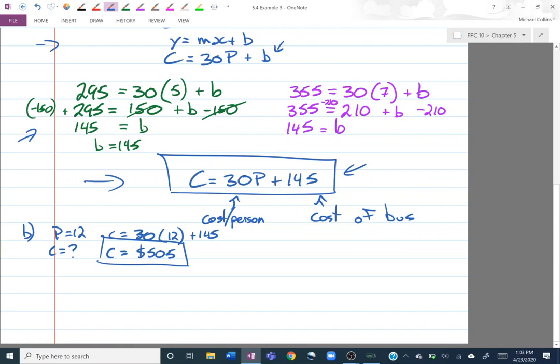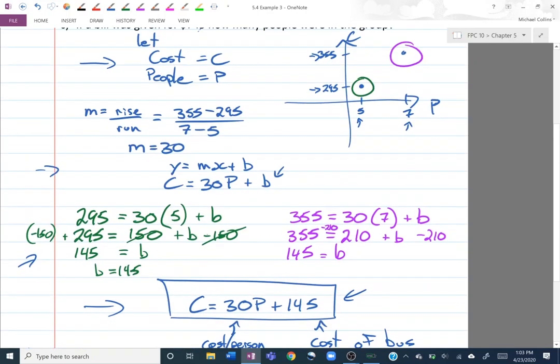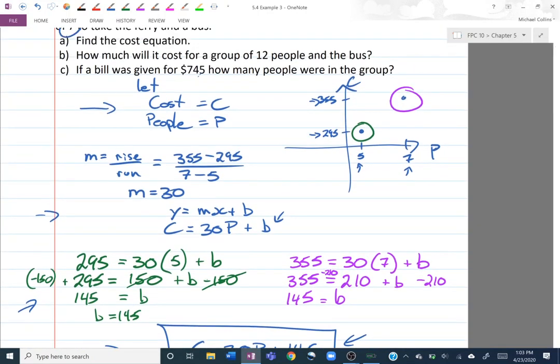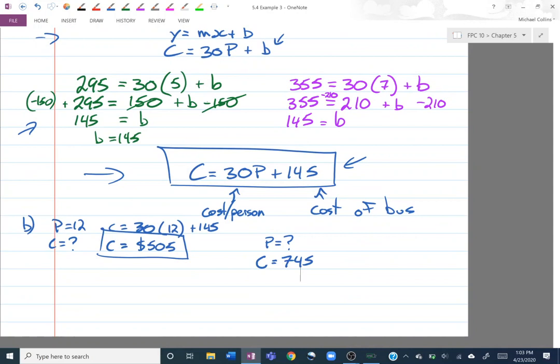For c, it asks us how many people went on the bus if the cost is $745. I cheated and wrote it down on a piece of paper, but we can scroll up and double check. The bill was given for $745, so I've got the cost. How many people were in the group? So again, I'm going to do exactly what I did in the previous one. I am going to substitute these values in. My cost is $745, and that is equal to 30. I don't know what p is, so I'll leave it as p, plus 145.